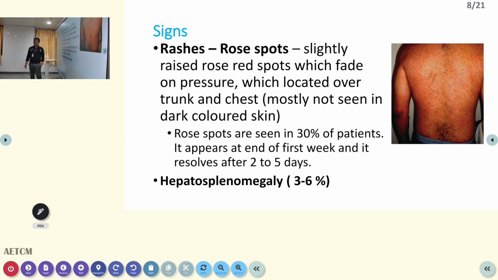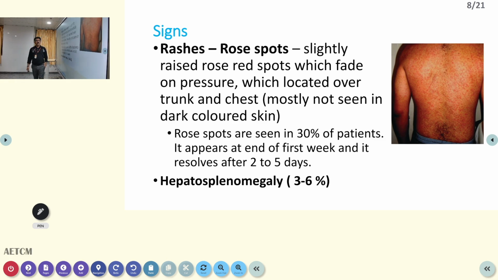Now, skin rashes can occur in typhoid. They are called rose spots, slightly raised red rose-colored spots which fade on pressure. That is very important. They are located mainly on the trunk, mostly on the back of the patient. But in darker-colored patients, dark skin patients, these spots cannot be visible. That's why in our clinical practice we are not seeing this type of rash very commonly, but in a fair skin patient we can easily see all these things.